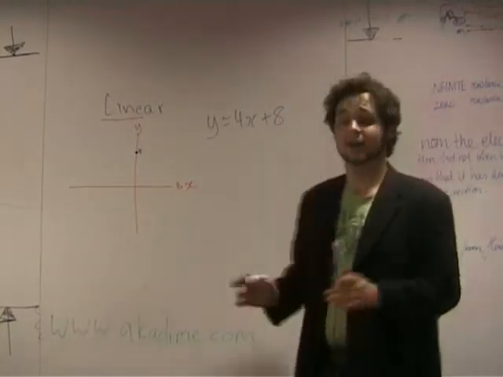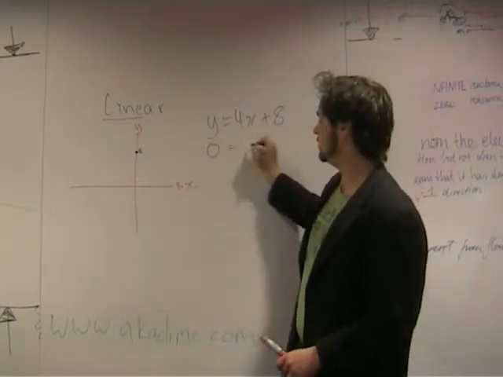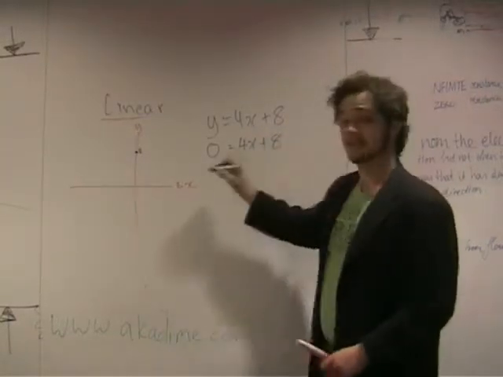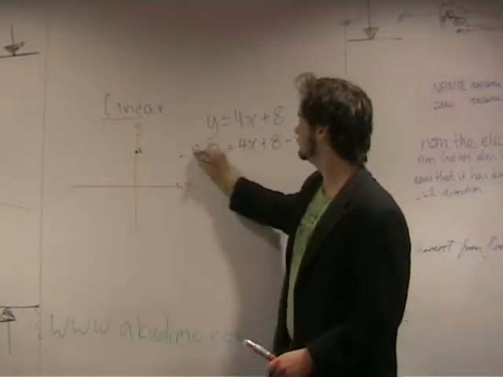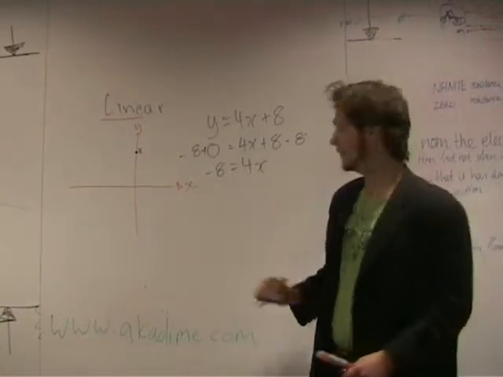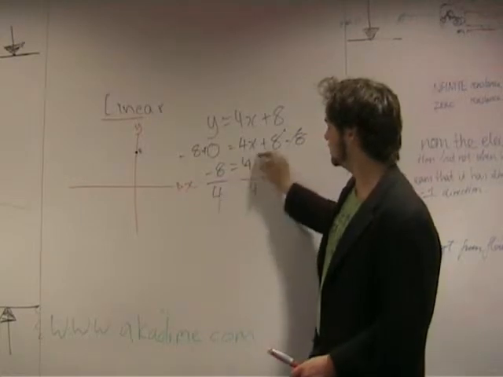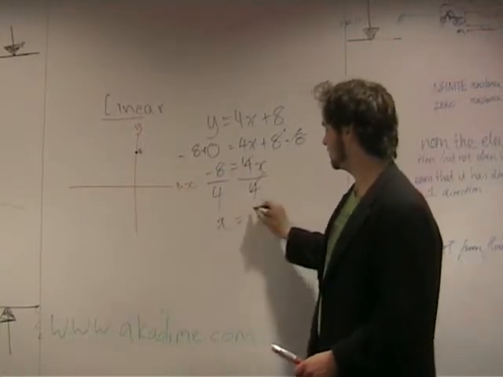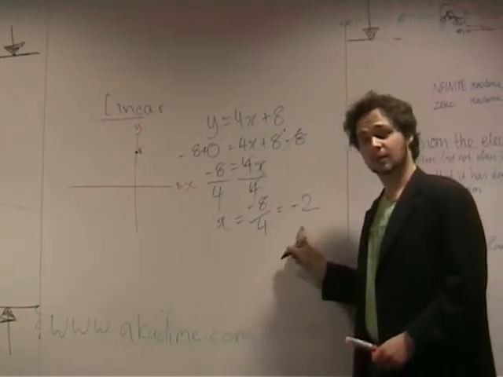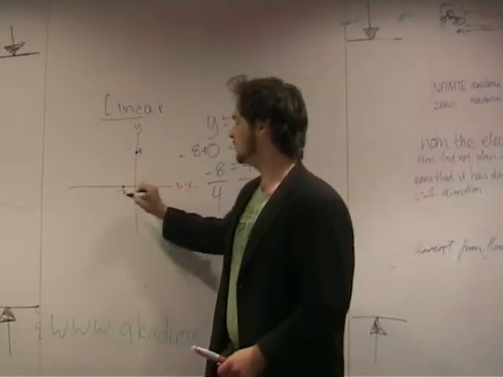And we need one more point to do this, so we're going to work out what the x-intercept is now. So we work out the x-intercept, we make y equal to 0. So 0 equals 4x plus 8. We minus 8 from both sides. We get negative 8 equals 4x. Okay? We divide 4 by both sides, and we get x equals negative 8 over 4, which is the same as negative 2. Okay, so that's the x-intercept. We can mark that here, negative 2.